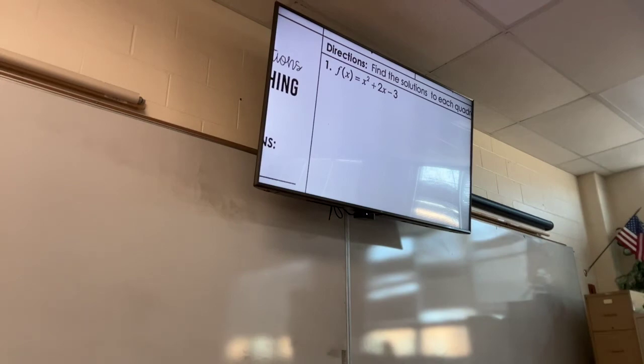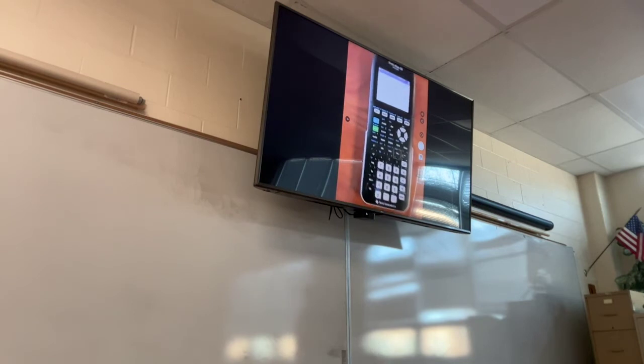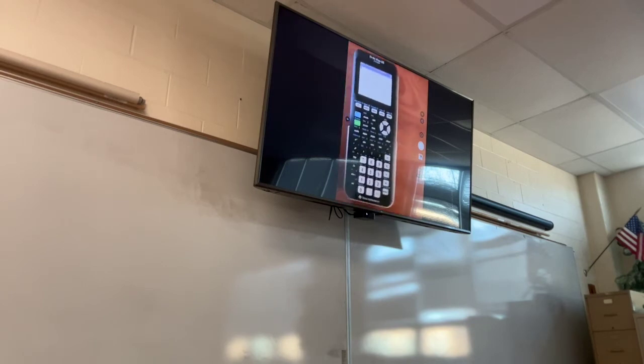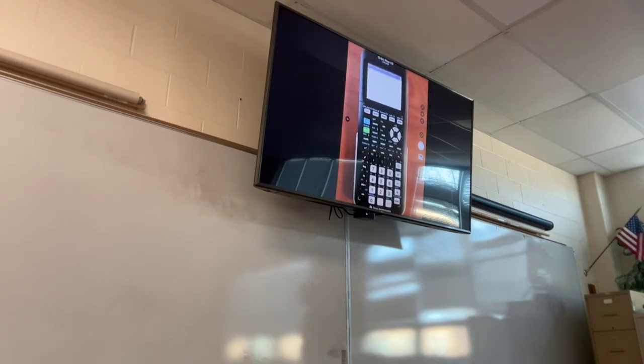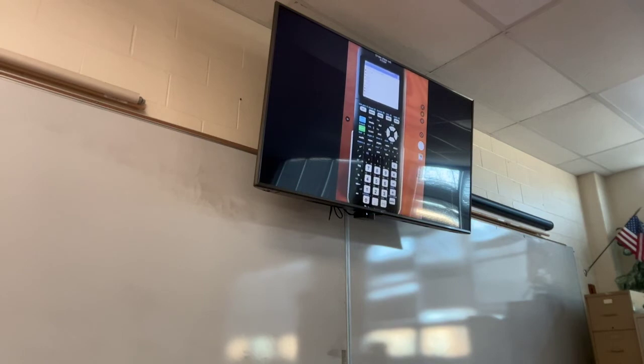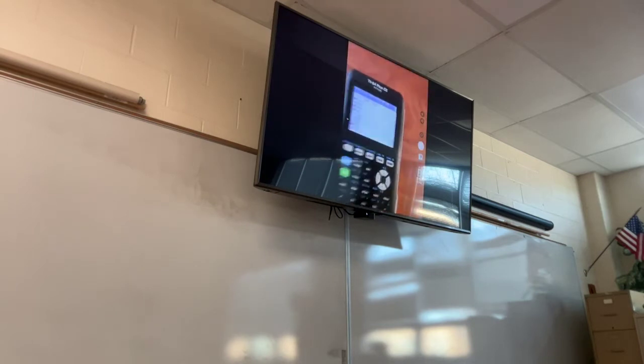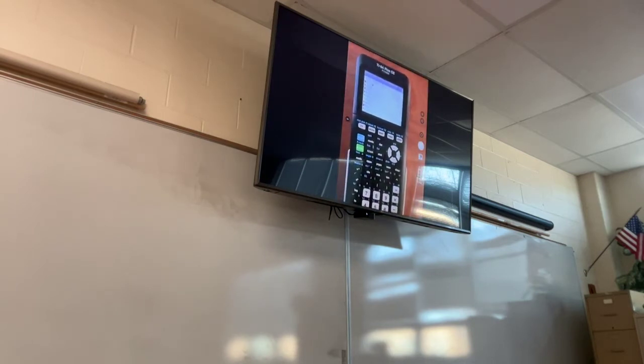So can we all see my calculator? Yes. Good stuff. So to graph an equation, what's the first button I press? I hit the y equals button, right? What's the equation I want? x squared plus 2x minus 3. So on this y1 line, I'm going to put x squared plus 2x minus 3.